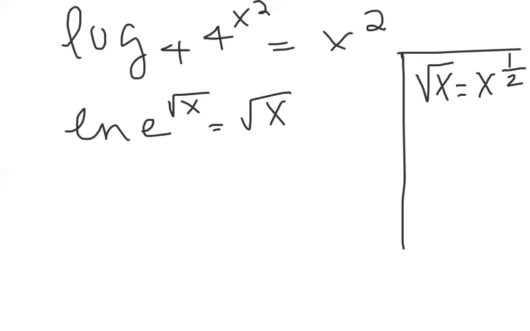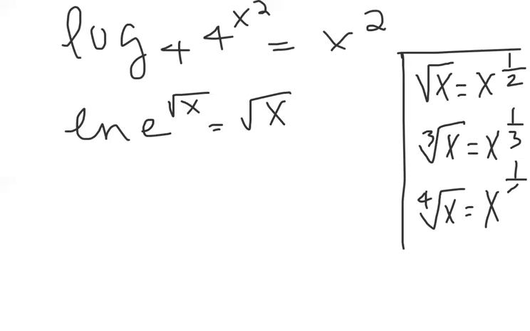Now, additionally, let me throw this one in here, guys. If you have the cube root of x, this is the same thing as x to the 1/3 power. And if you have the 4th root of x, this is the same thing as x to the 1/4 power. Okay? So you have to know how to convert from radical form to fractional exponent form.